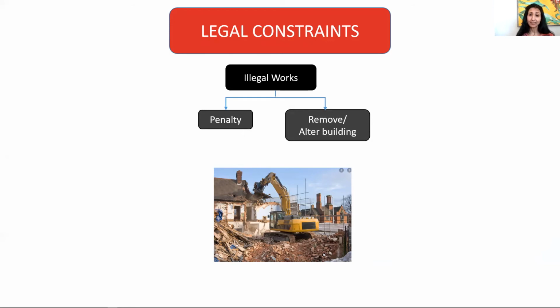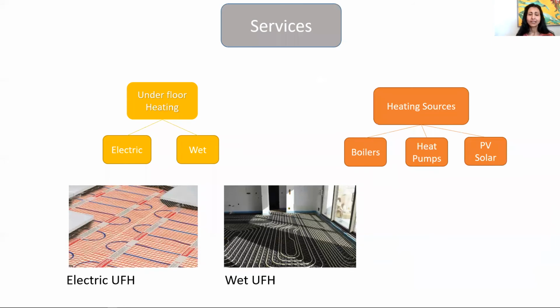Now let's look at the services in a building, which are mostly hidden. The services of a building include things like the heating systems, which heat your room, your spaces, and the water. Alarms like fire alarms, security alarms. I have chosen these two examples that you see on the screen. Underfloor heating is a part of your services. This is trending these days and it is very useful. You should know where to install wet or electric underfloor heating.